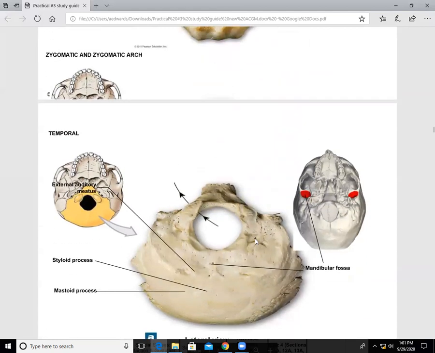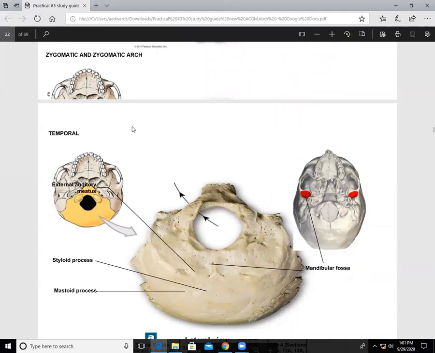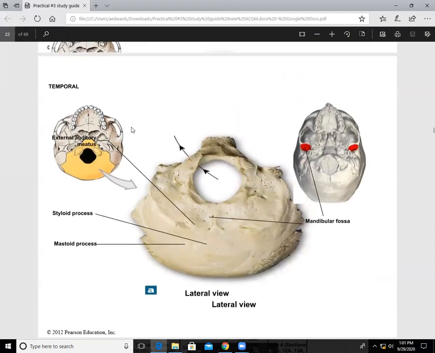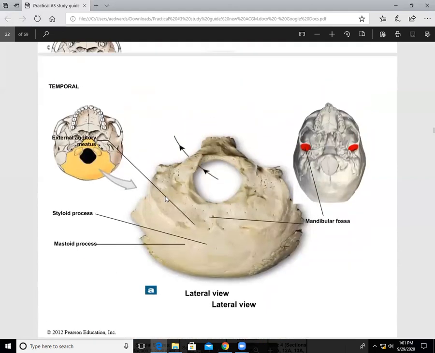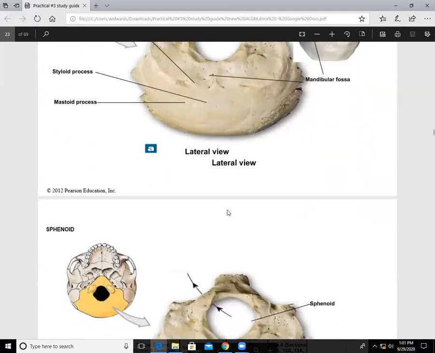All right, so let's view your external auditory meatus. There's a styloid process. It's not really a great view, and this one is, don't worry about this slide. I'm gonna fix that. That needs to be fixed.